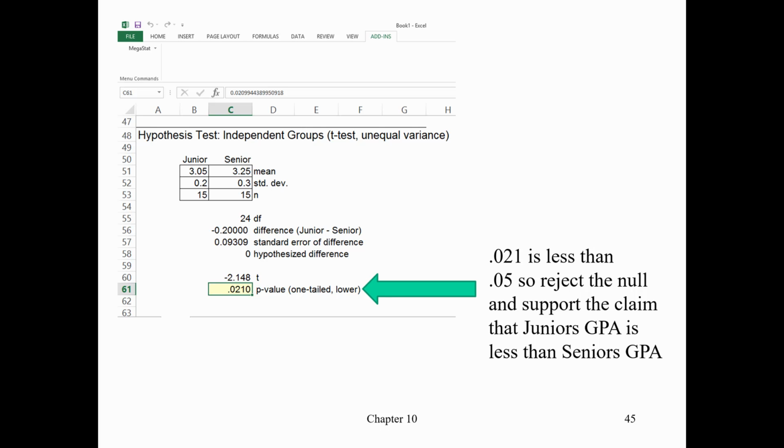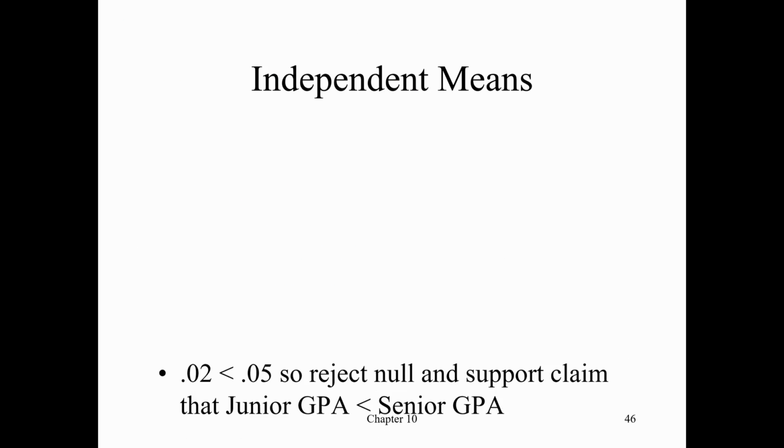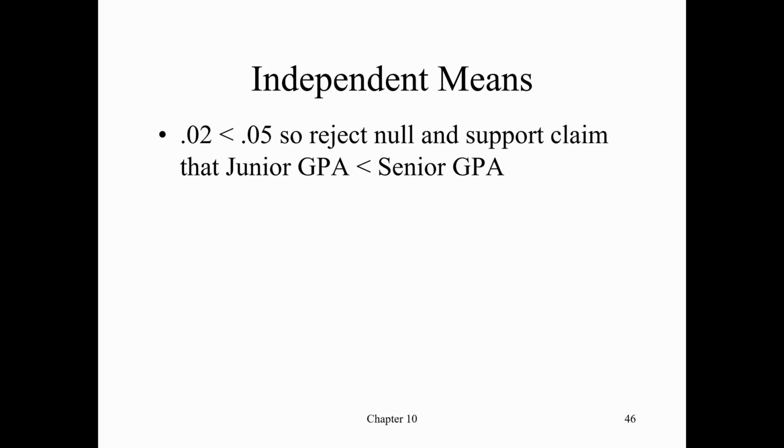Since that p-value is less than alpha, our p-value of 0.021 is less than our level of significance, we reject the null and support the claim that juniors' GPA is less than seniors. 0.02 is less than 0.05, reject the null and support the claim that junior GPA is less than senior GPA. Every time I reject the null, I'm supporting the claim. Remember, the null is always kind of the nothing's changed. The equal sign's always going to be in the null.